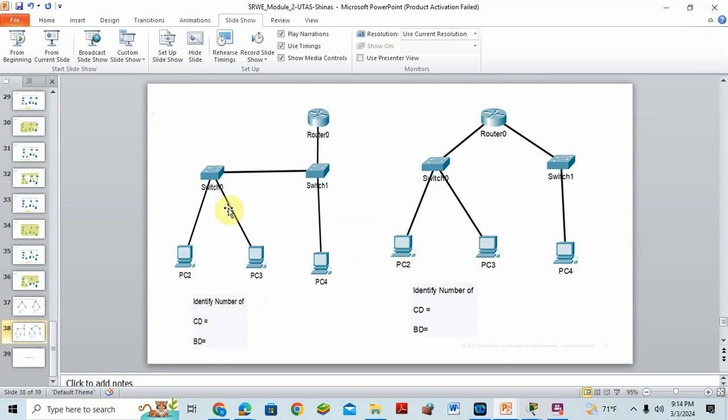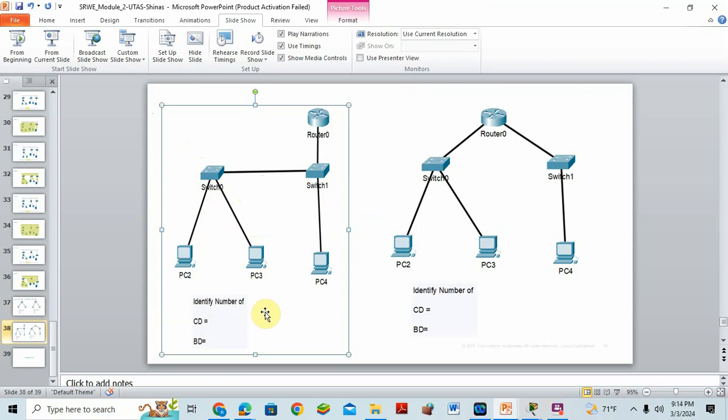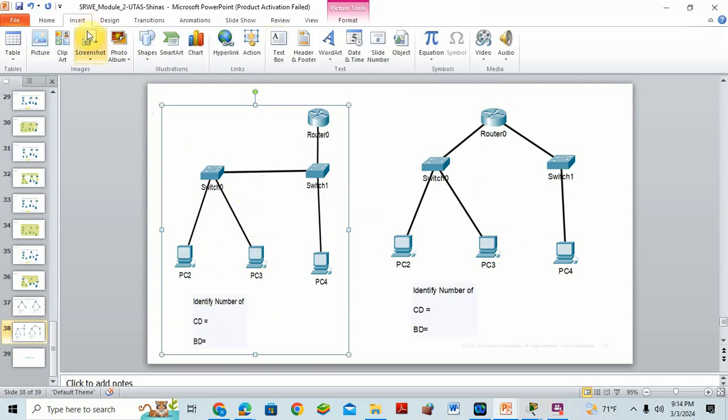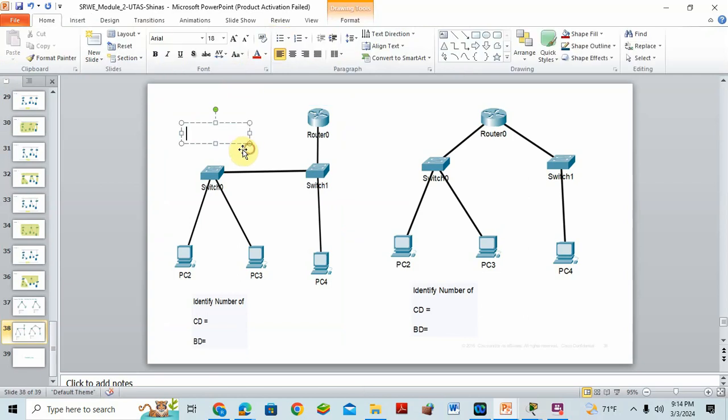Now this one, collision domain, broadcast domain. So collision domain means how many cables to the switch plus the router cable. So 1, 2, 3, 4, 5. Okay. So here I will write, insert text box. Okay. CD equal to 1, 2, 3, 4, 5. BD, broadcast domain, means how many cables are connected to the router? Only one cable, only one network. So broadcast domain equal to 1.